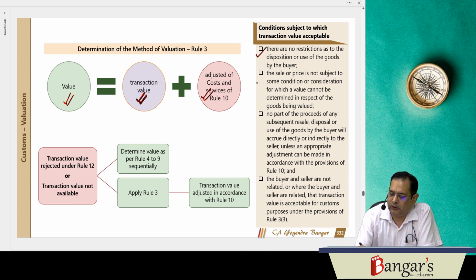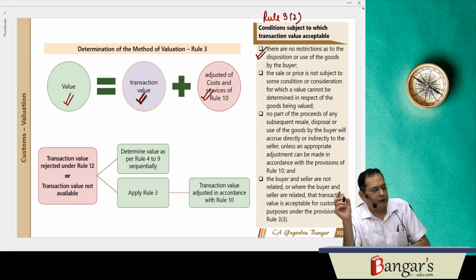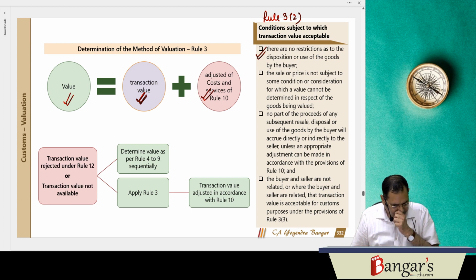These are the conditions provided in Rule 3.2 which are to be satisfied. There must not be any restrictions as to the disposition or use of the goods by the buyer. That is, how the buyer will be using the goods. The seller will not be imposing any restrictions as to the disposition or use of the goods. However, certain restrictions can be imposed.